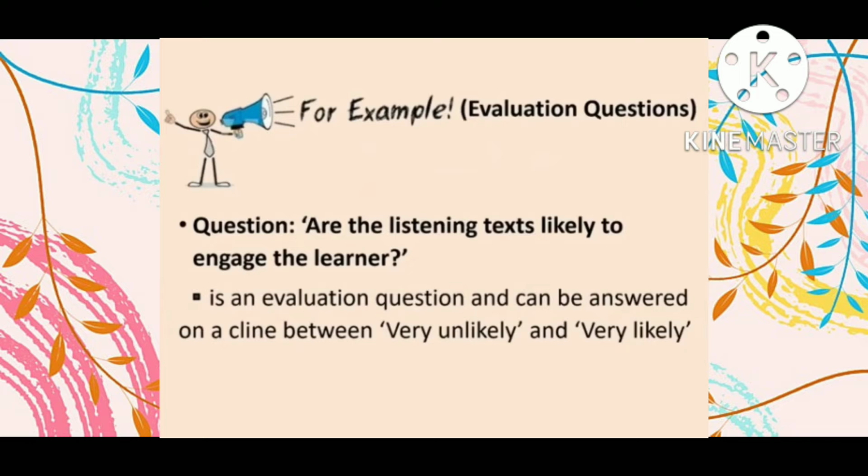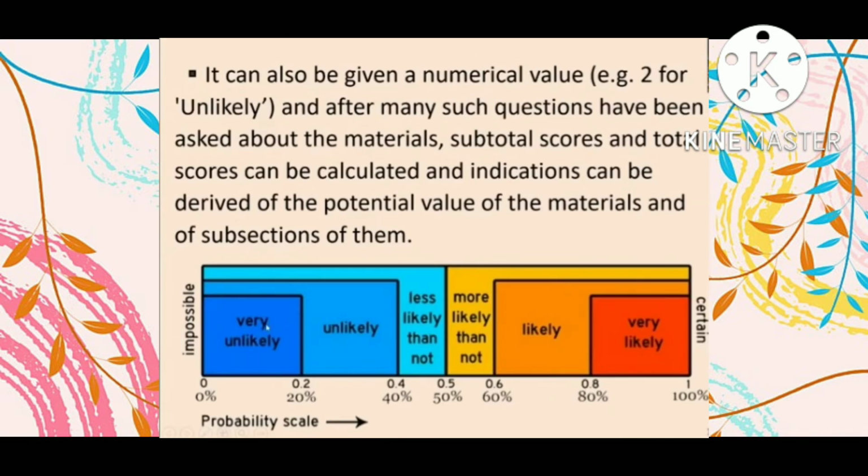Now, an example for evaluation questions. Are the listening texts likely to engage the learner? This is an evaluation question and can be answered on a line between very unlikely and very likely. It can also be given a numerical value, and after many such questions have been asked about the materials, subtotal scores and total scores can be calculated and indications can be derived of the potential value of the materials and subsections of them.